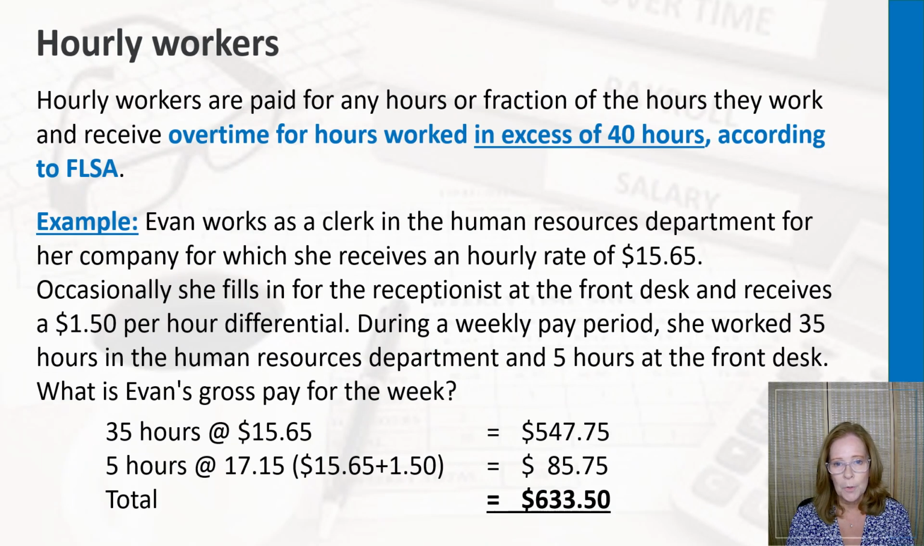What about hourly workers? How are they different from salaried workers? Well, hourly workers are paid for any hours or fraction of the hours they work and receive overtime for hours worked that are more than 40 hours, according to the Fair Labor Standards Act. Most people work 8 hours, but companies may offer different work shifts and workday length, such as 4 10-hour shifts or 5 8-hour shifts. It can also depend on what kind of company you work for.